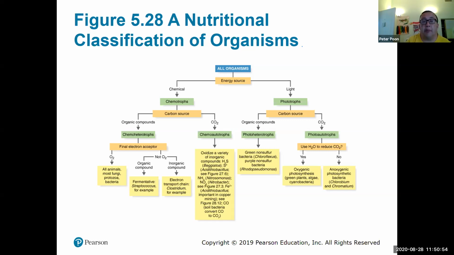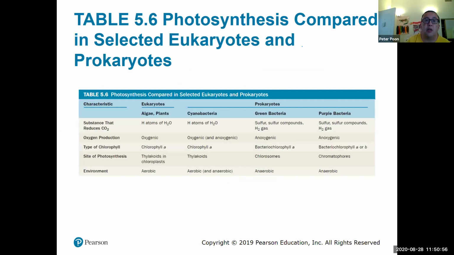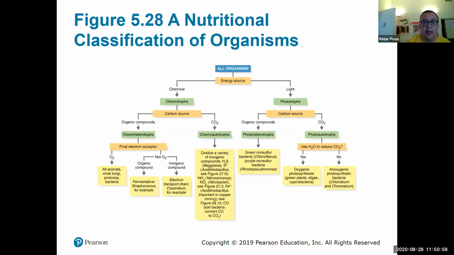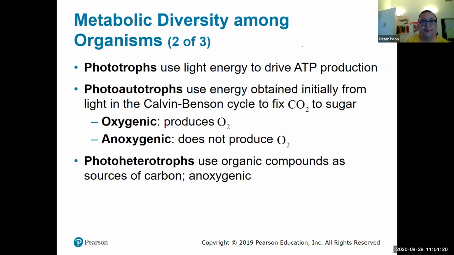So we can be chemoheterotrophs, we can be chemoautotrophs, we can be photoheterotrophs, and we can be photoautotrophs. You don't have to know anything below that green line.